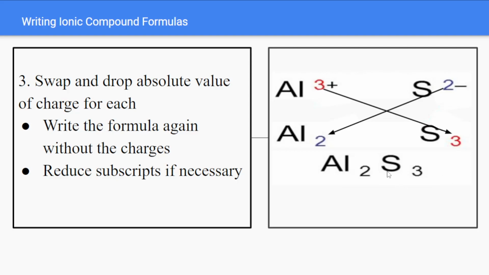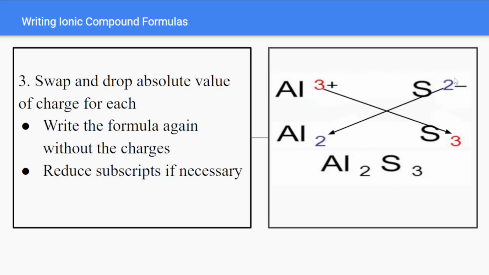Now, if you think about it, does this equal 0? Remember, each aluminum is positive 3, so if there's 2 of them, positive 3 plus positive 3 is positive 6. If you have 3 sulfides, each sulfide is negative 2. Negative 2, negative 2, negative 2. That gives you negative 6. So 6 minus 6 equals 0.